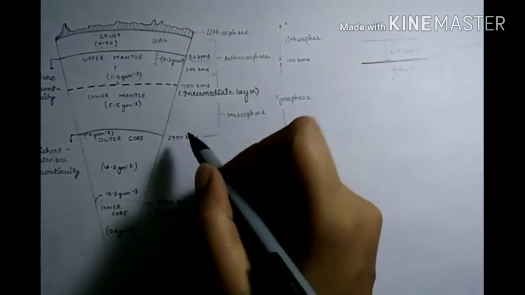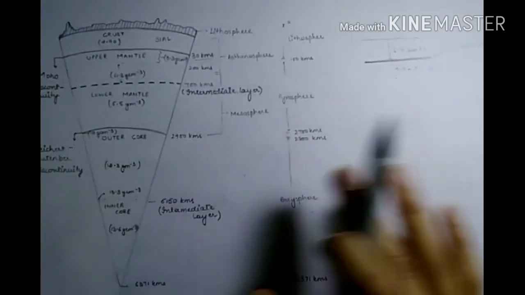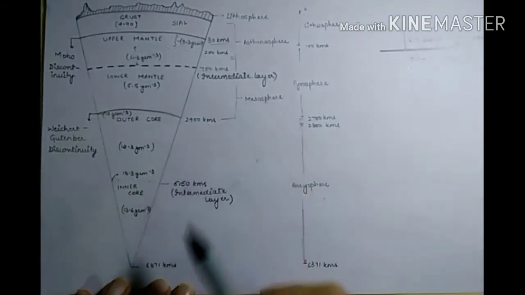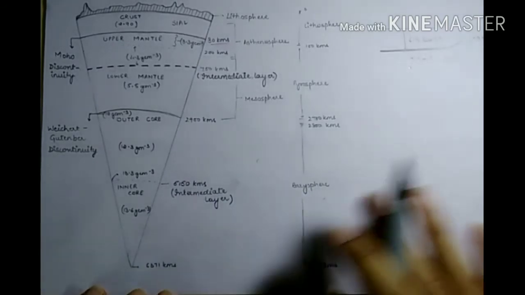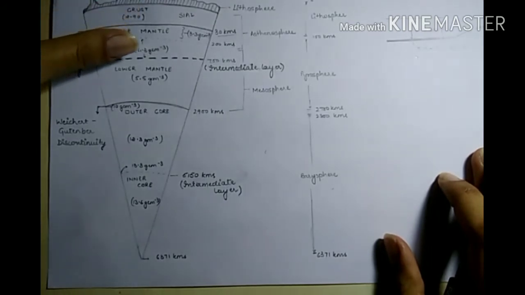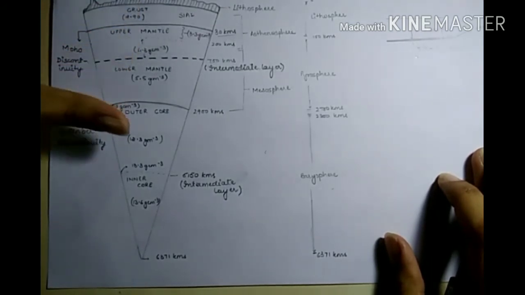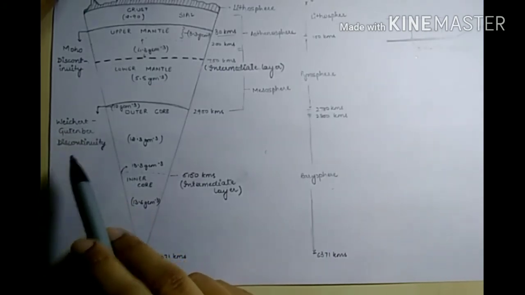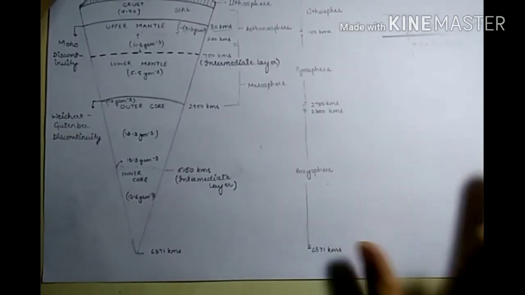Then we come to our outer core and inner core. This is our core, from 2,900 kilometers to 6,371 kilometers. It is separated from the mantle via Gutenberg's discontinuity. This discontinuity is commonly known as Gutenberg's discontinuity.